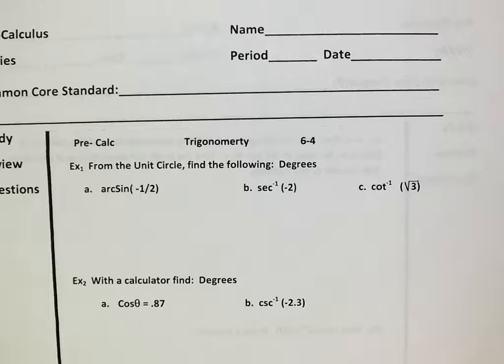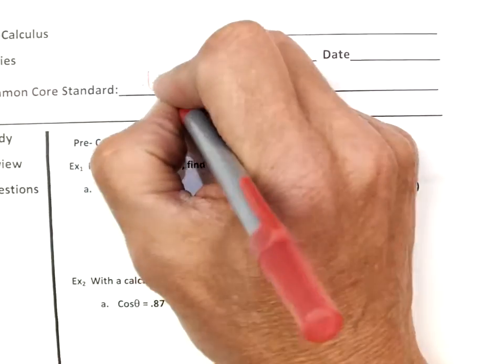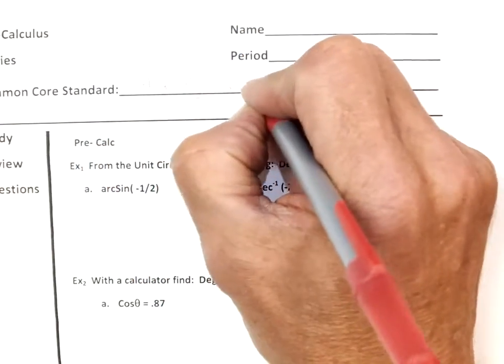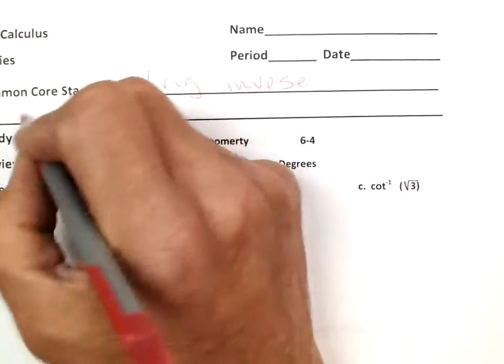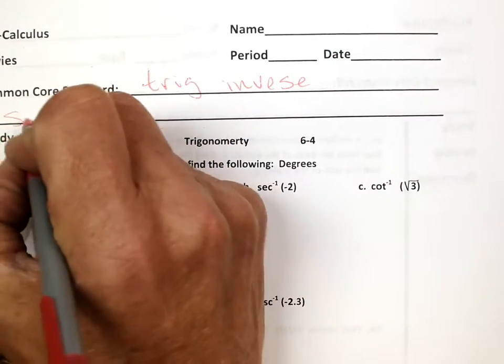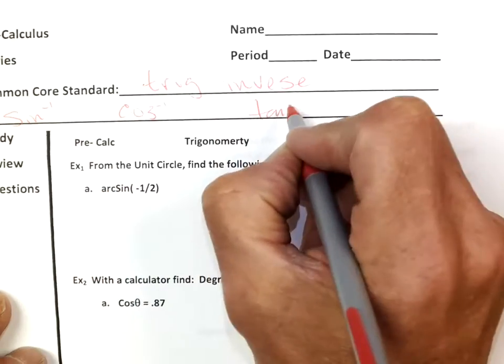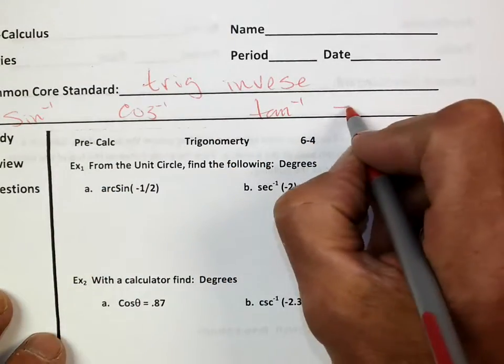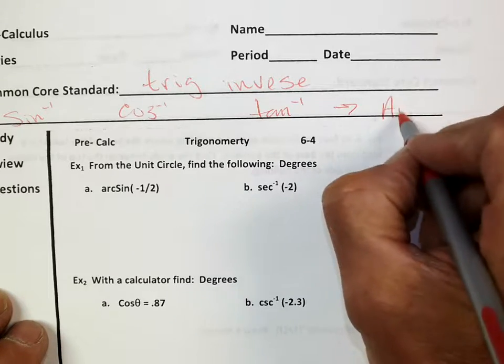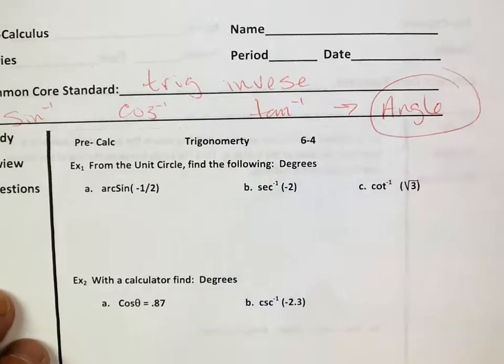We're going to be talking today specifically about trig inverse, okay? So when you see sine inverse, cosine inverse, or tangent inverse, or any of them, you're going to be finding an angle. Now let's take a look at the reading real quick.